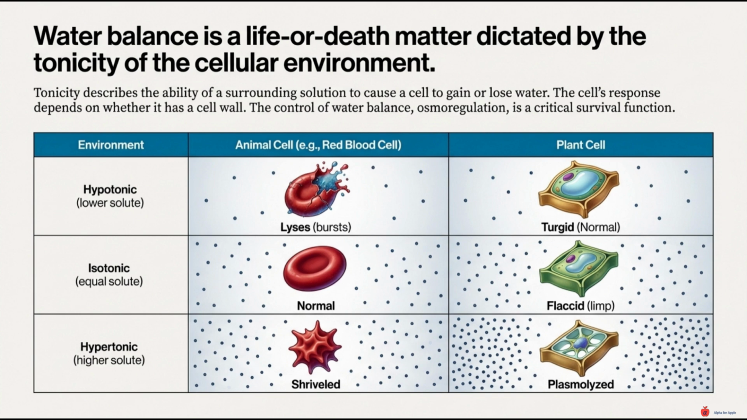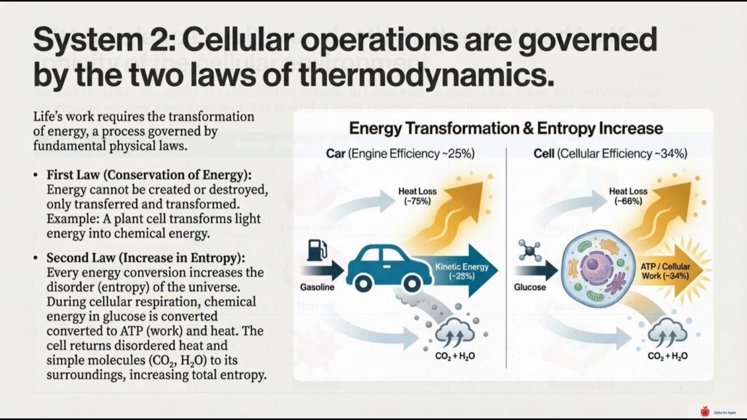So that pretty much wraps up our border control system. Now we can transition from managing the boundary to actually powering the whole operation. Okay, so let's shift focus to system 2, the power grid. Cellular operations, everything from transport to building new molecules, is all governed by the same two laws of thermodynamics that govern the entire universe. The first law is the conservation of energy. Pretty straightforward. Energy can't be created or destroyed, just transferred. Right. A plant takes light energy and transforms it into the chemical energy stored in a sugar molecule.